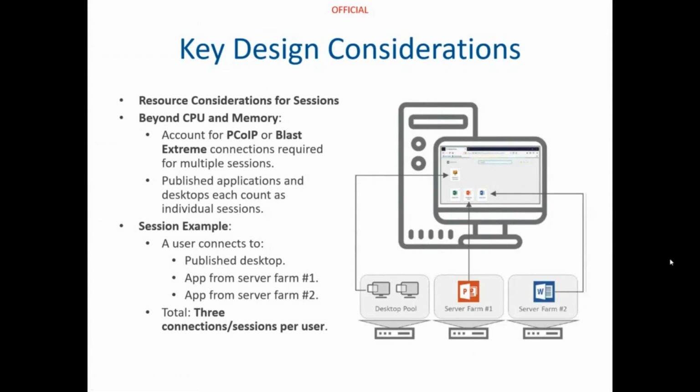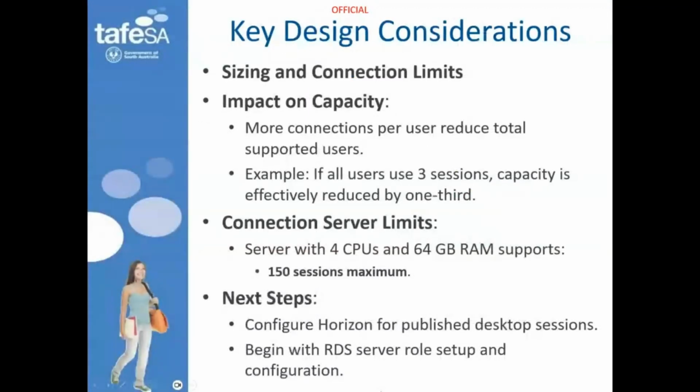And you have to make sure that you enable enough connections. Published applications and desktops each count as an individual session. Session example: user connects, yes, that's what we said. In this case, there's a total of 3, so that's three connections or sessions per user. So just think about that. Sizing and connection limits: the impact on capacity is that more connections per user obviously reduces how many users you can support at one time. For example, if all users use three connections, the capacity is effectively reduced by a third.